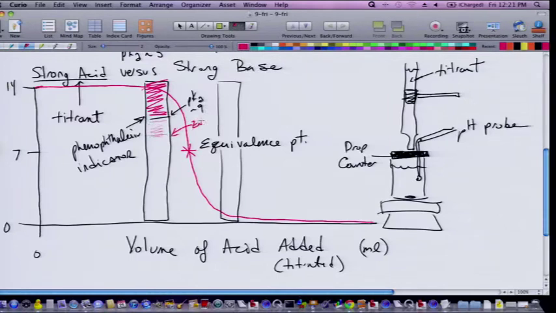So this is where you want to pick your endpoint. I'm sorry, I had to squeeze that in there in small print. But that endpoint is detectable by eye at 0.8 pH units below the pKa. So that puts you around 8.2. You're only 1.2 units off the equivalence point.